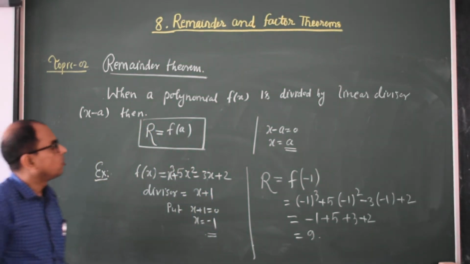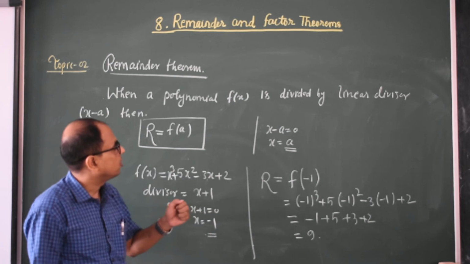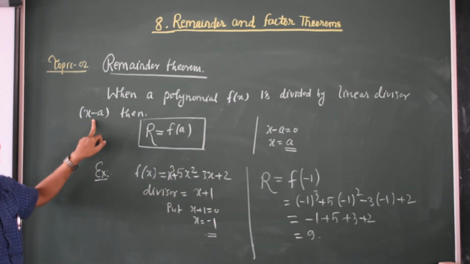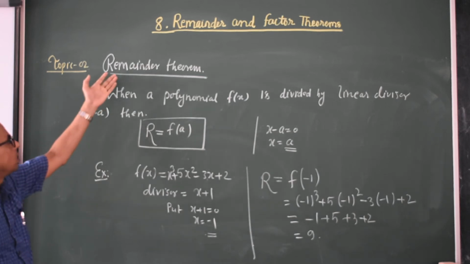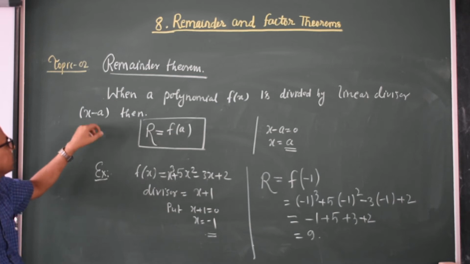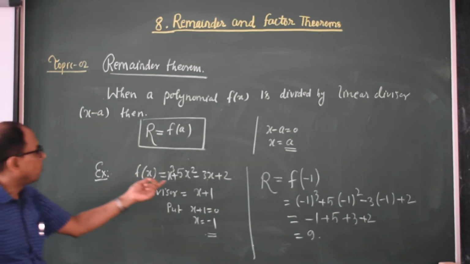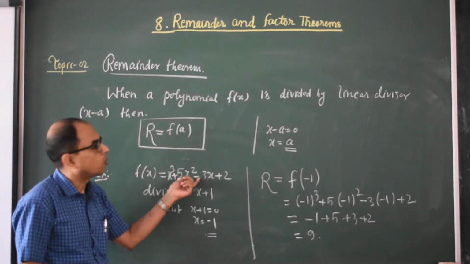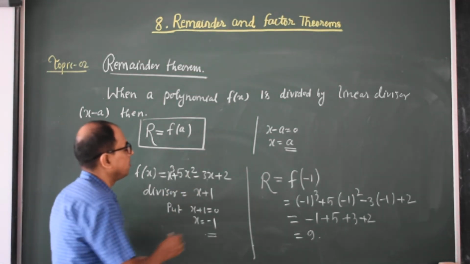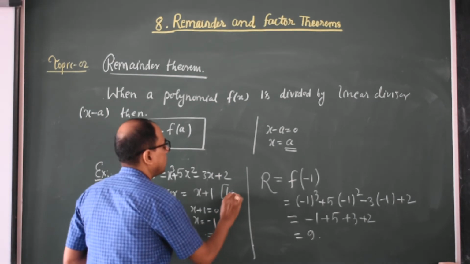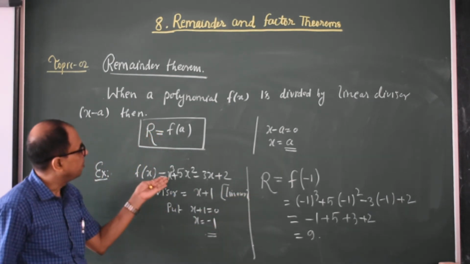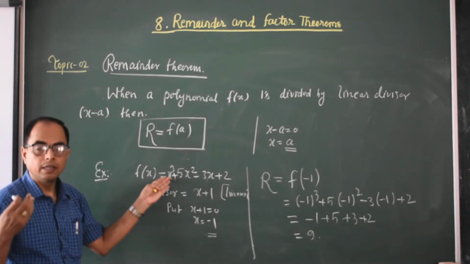Now in the remainder theorem, the condition is that the divisor must be linear. You can apply the remainder theorem only when the divisor is linear. Linear means the power of x must be 1. The dividend polynomial may have any degree, but the divisor must be linear.